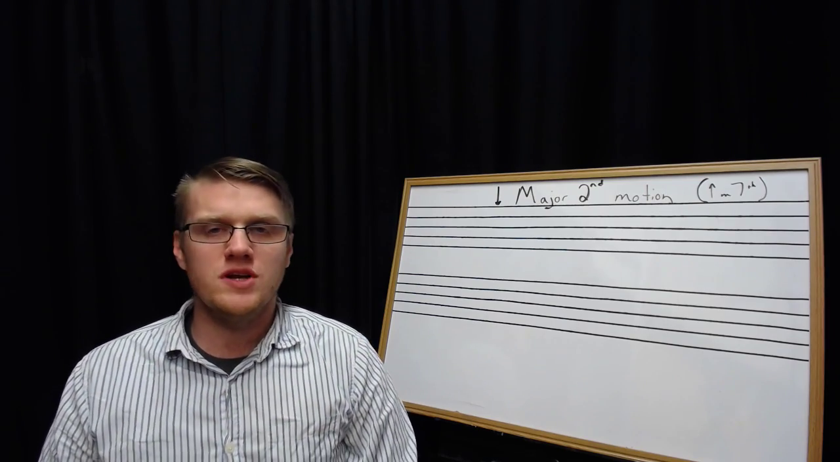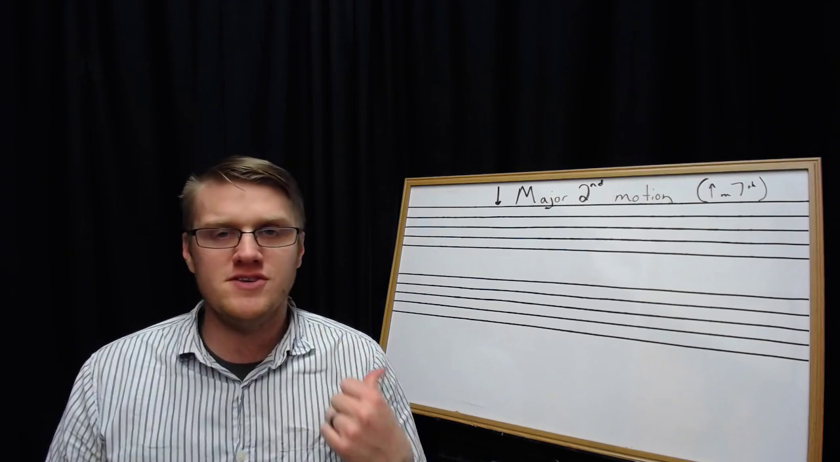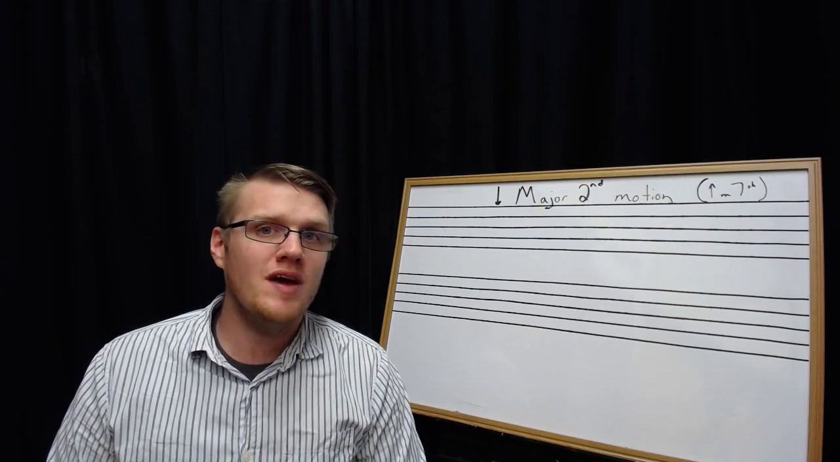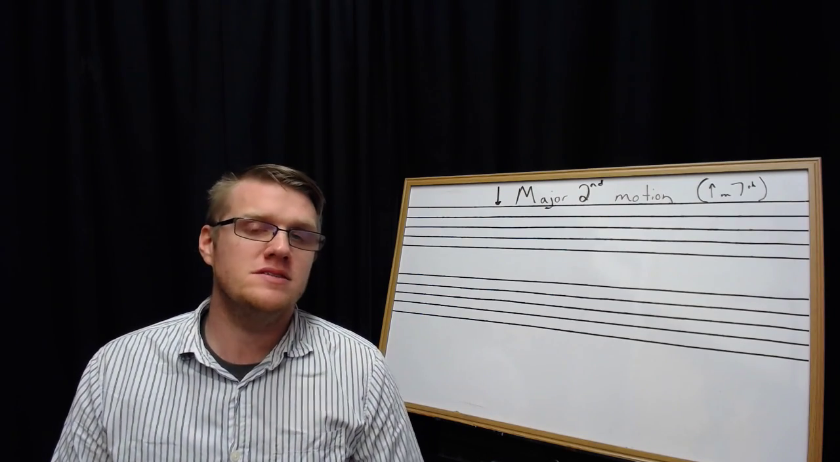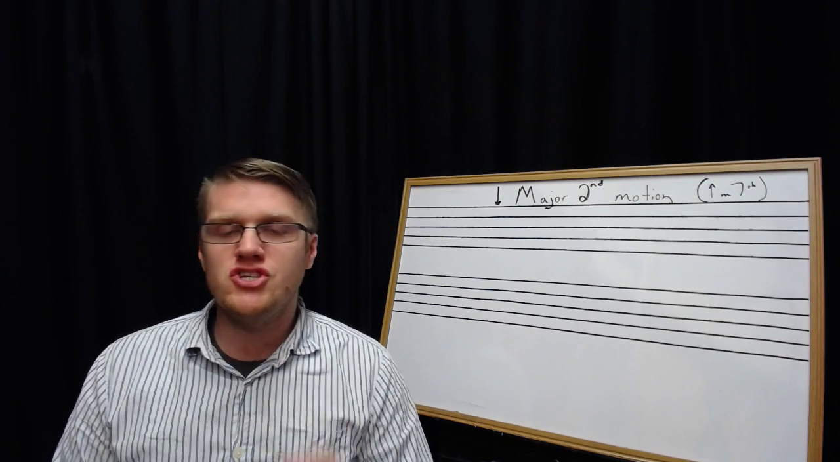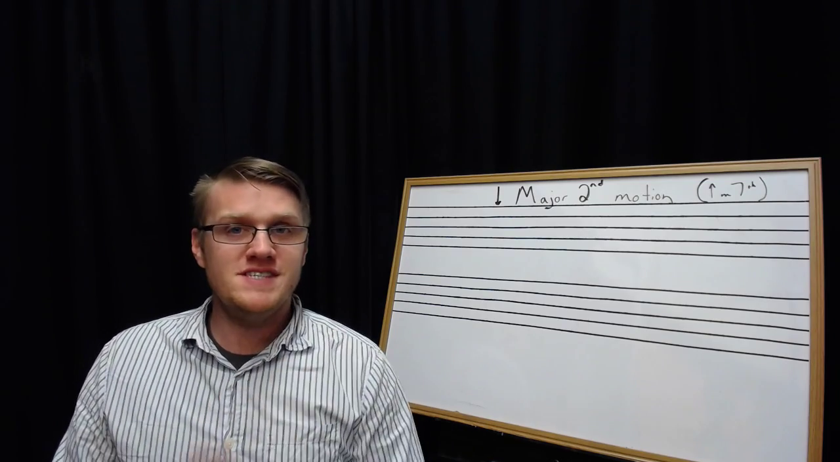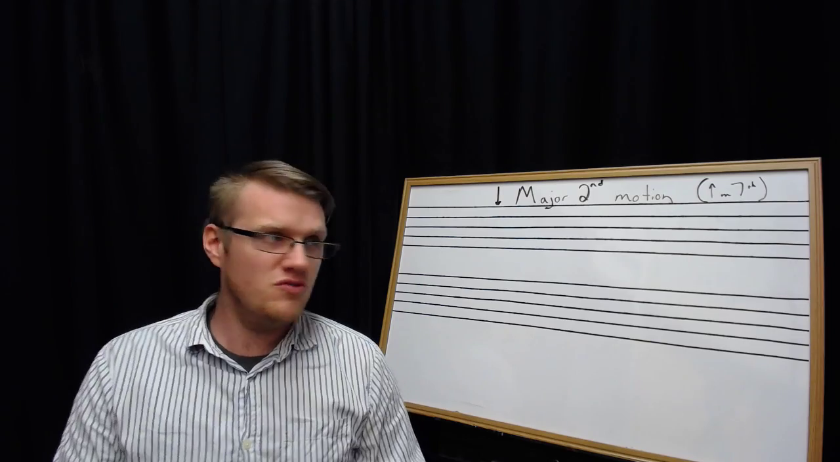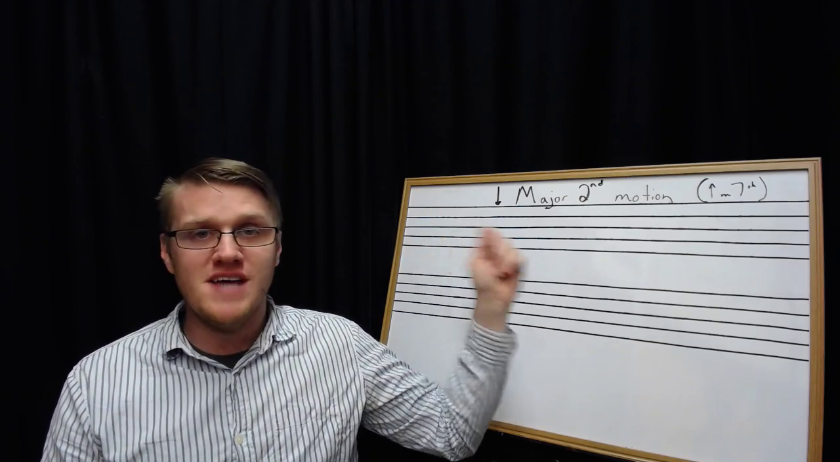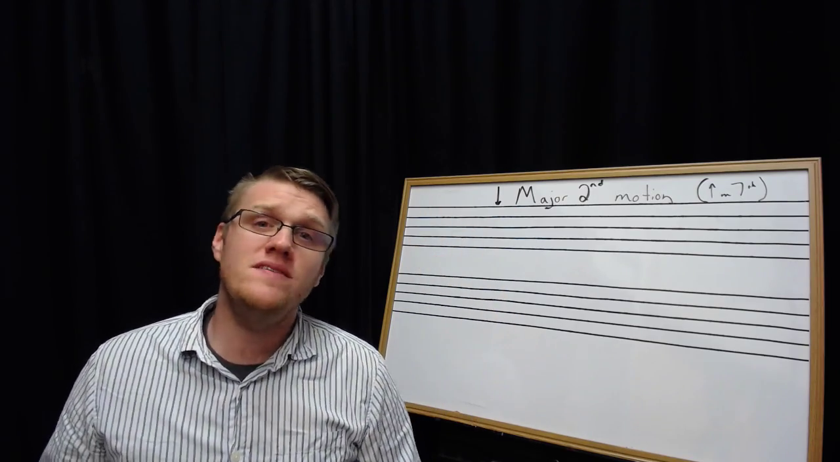In this episode, we're going to talk about descending major second motion. You can also think about this as ascending minor seventh motion. Okay, there are two sets of 6 to create our 12 chromatic tones when we're dealing with major second motion. And there's a few different ways to think about it.